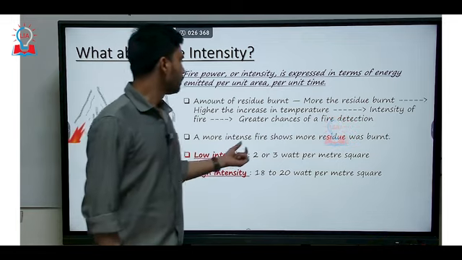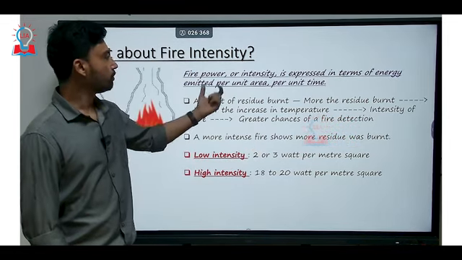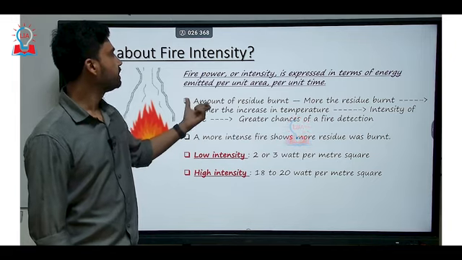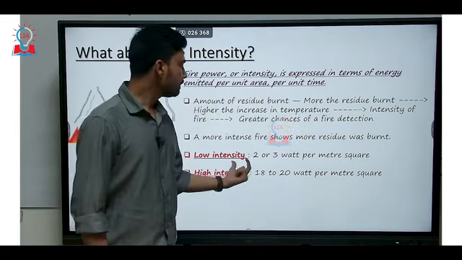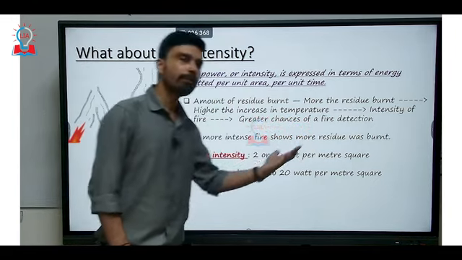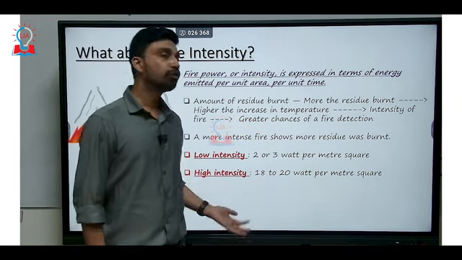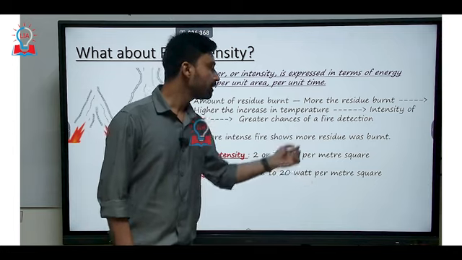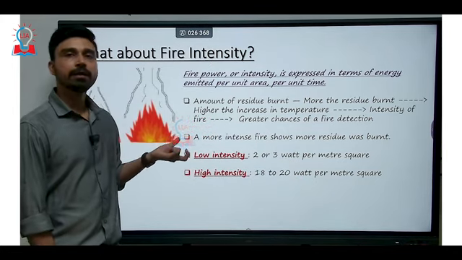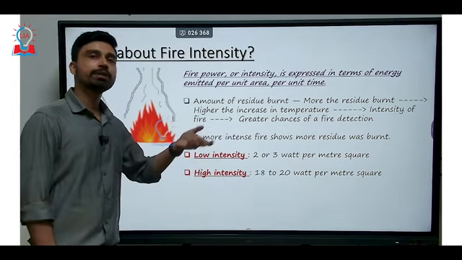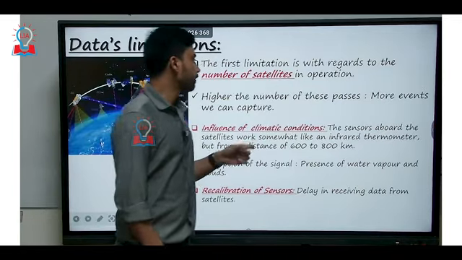So if the fire power, which we know is measured as energy emitted per unit area per unit time, is in the range of 2 to 3 watt per meter square, then it is called low intensity. And if the fire power is in the range of 18 to 20 watt per meter square, then it is called high intensity. While in between the range, it is called moderate intensity fire.